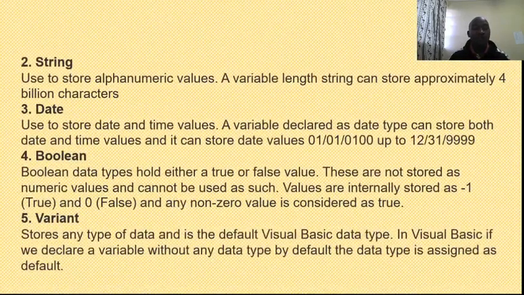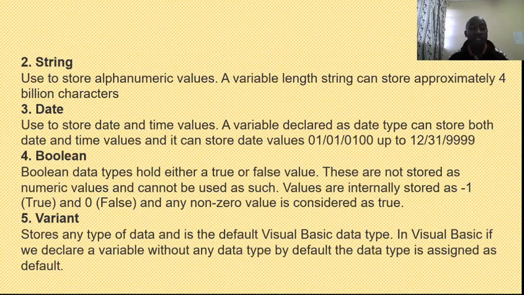Then we can talk of string, or characters used to store alphanumeric values. Therefore, that explanation is enough. String, in most cases, we use double quotes to denote string. Then we have date, it is used to store date and time values. Then we have Boolean data types that hold either a true or a false value. In other words, you can just talk of yes or no.